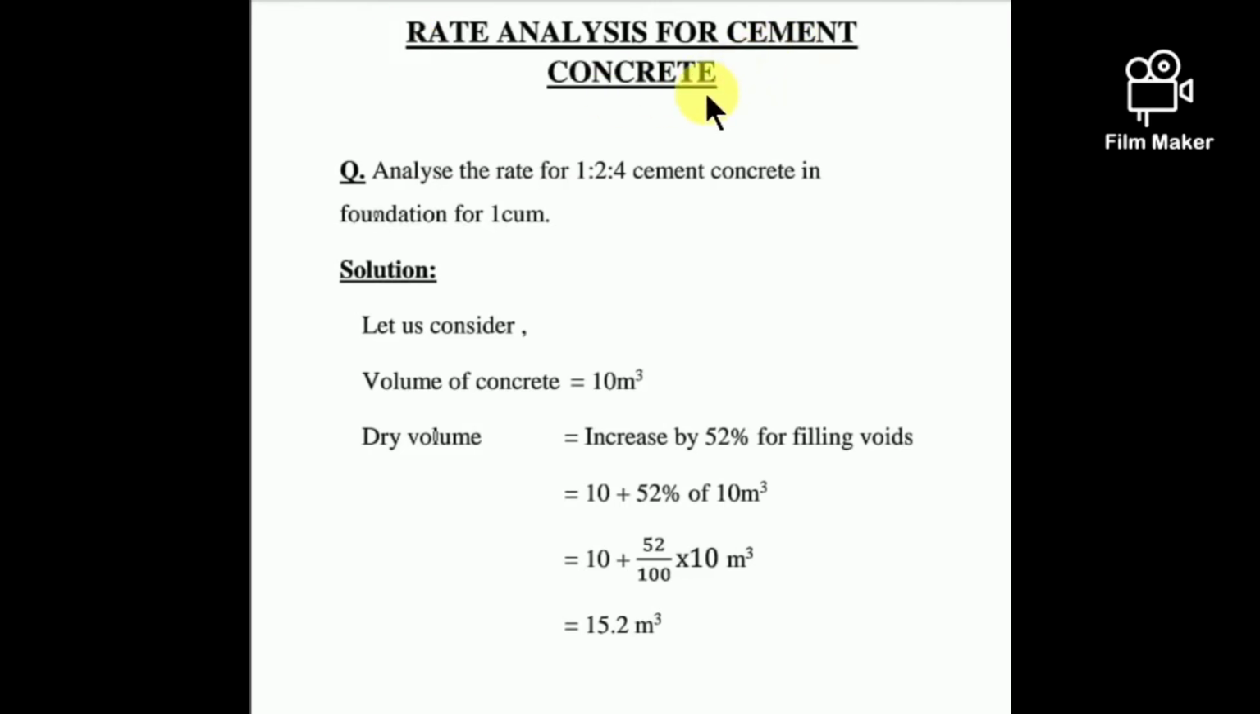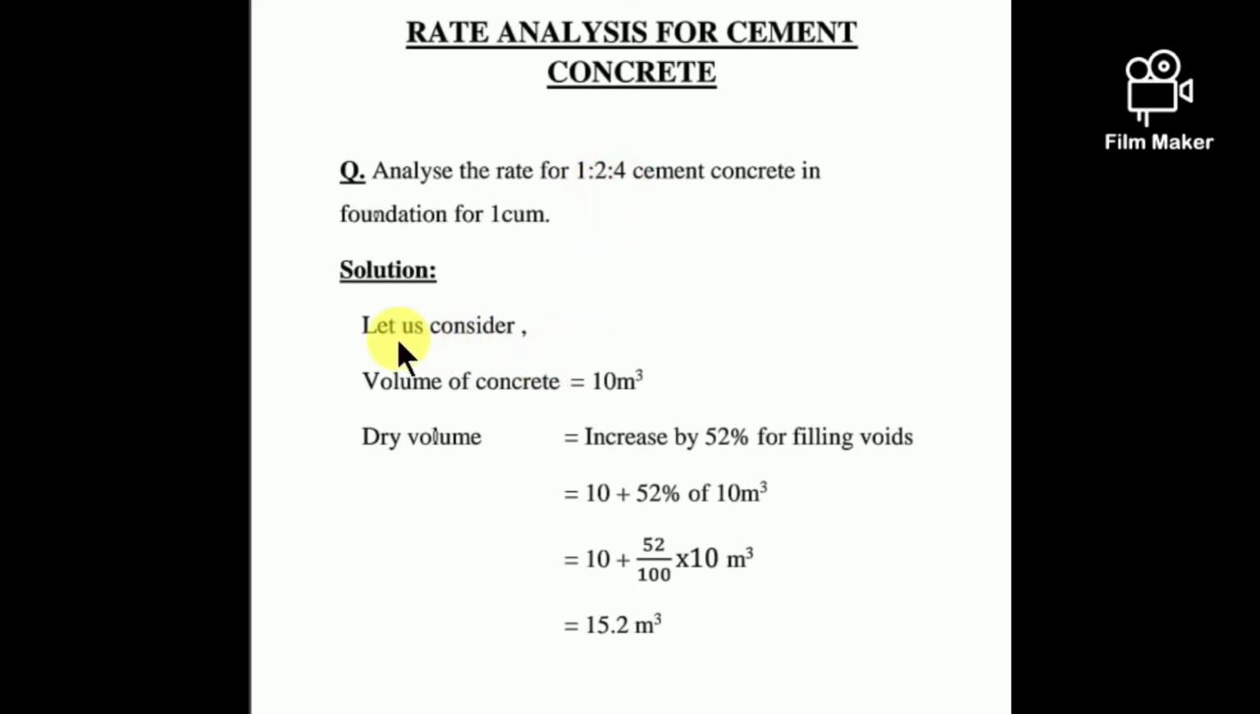Now what is cement concrete? It consists of cement, fine aggregate, that is our sand, and coarse aggregate, that is the stones. And also we mix water. Now directly let's see this with the help of an example. Analyze the rate for 1:2:4 cement concrete in foundation for 1 meter cube. CUM means meter cube. Here you are asked to analyze the rate for 1 meter cube, and your ratio is given as 1:2:4. 1 is cement, 2 is fine aggregate, 4 is coarse aggregate.